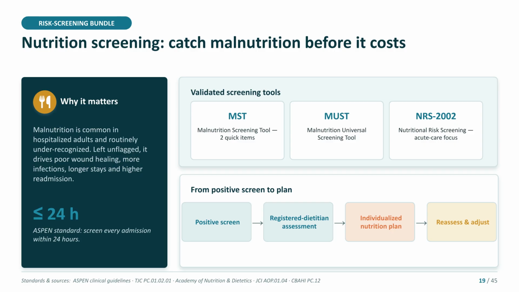Next is nutrition screening. Undiagnosed malnutrition increases infection rates and hospital stays. ASPEN standards dictate screening every admission within 24 hours. Validated tools like the MST, MUST, or NRS 2002 help us identify at-risk patients who then require a formal assessment and a tailored nutrition plan.